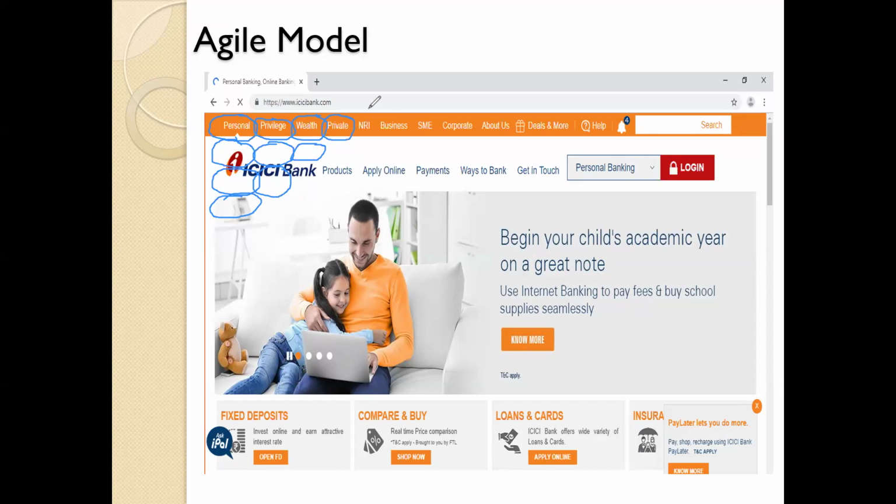In the next iteration, what happens? Requirements team busy with the NRI module, design team busy with the private banking, development team, as the second module has been completed, the development team will be busy developing the third module. Testing team will be busy testing the second module. And as the testing has been completed, assuming testing has been completed, we'll deliver the first module to the customer.